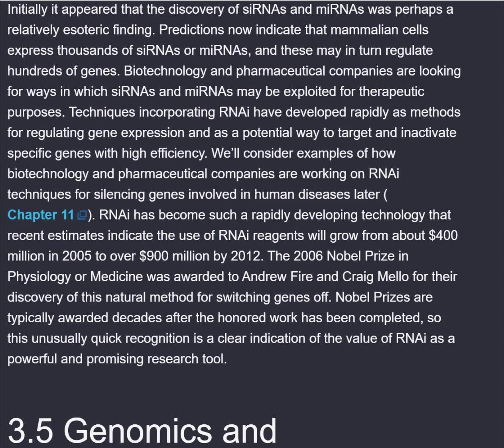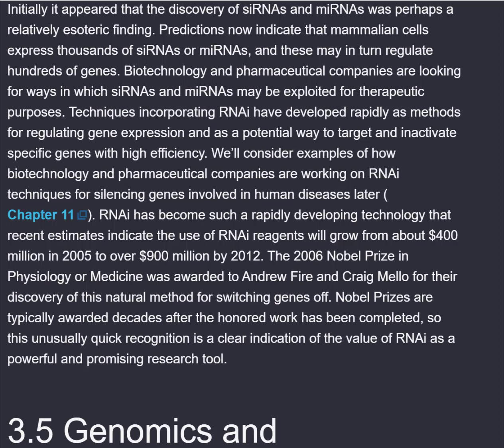Initially it appeared that the discovery of siRNAs and miRNAs was perhaps a relatively esoteric finding. Predictions now indicate that mammalian cells express thousands of siRNAs or miRNAs, and these may in turn regulate hundreds of genes. Biotechnology and pharmaceutical companies are looking for ways in which siRNAs and miRNAs may be exploited for therapeutic purposes. Techniques incorporating RNAi have developed rapidly as methods for regulating gene expression and as a potential way to target and inactivate specific genes with high efficiency.